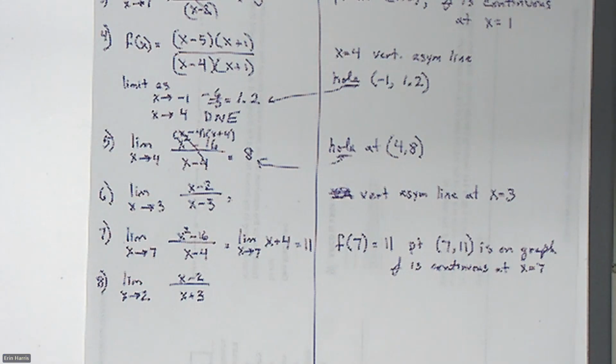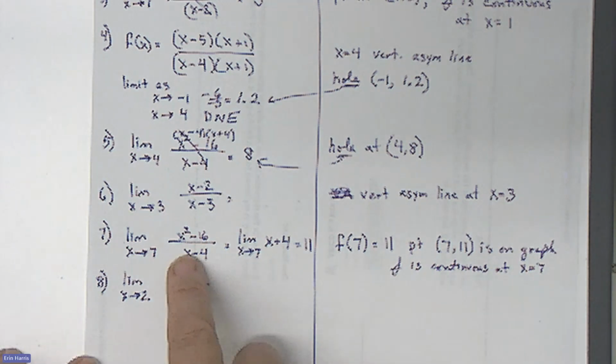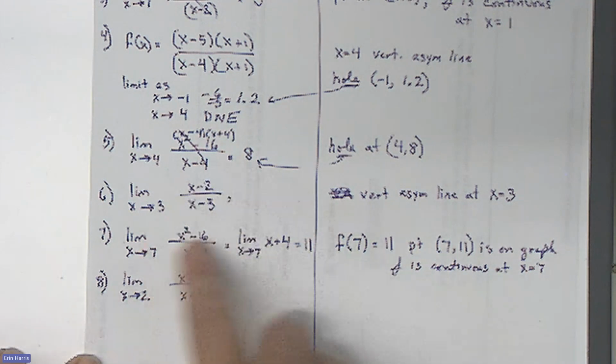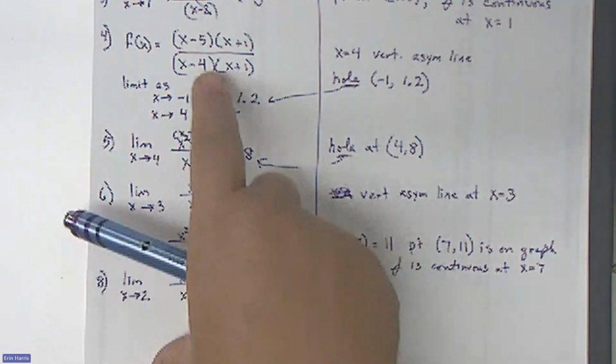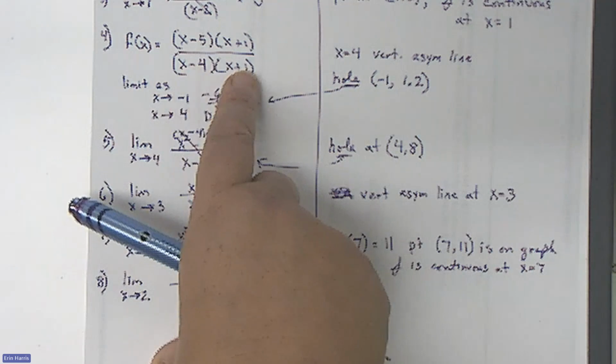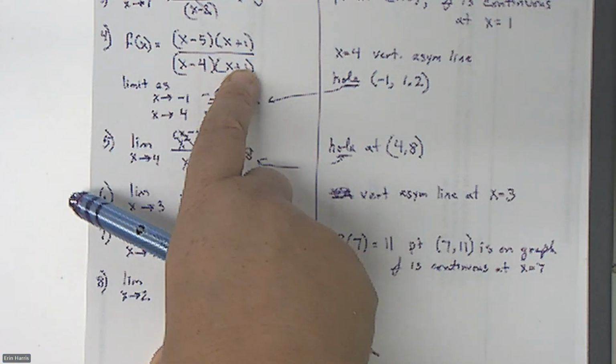So anywhere else other than 4 for that function, the limit and the functional value are the same. Wherever a function's continuous, the only places where we have to worry about weird stuff with the limits are places where the function is discontinuous.